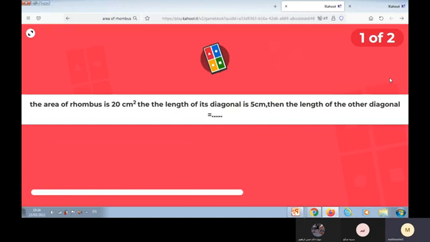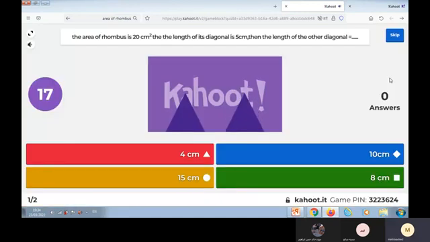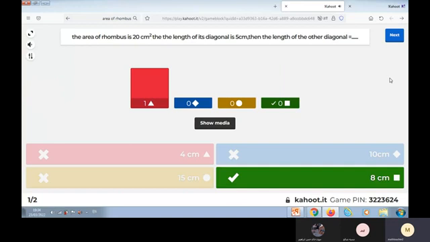The area of a rhombus is 20 square centimeters. The length of its diagonal is 5 centimeters. Then the length of the other diagonal will equal half times 5 times.